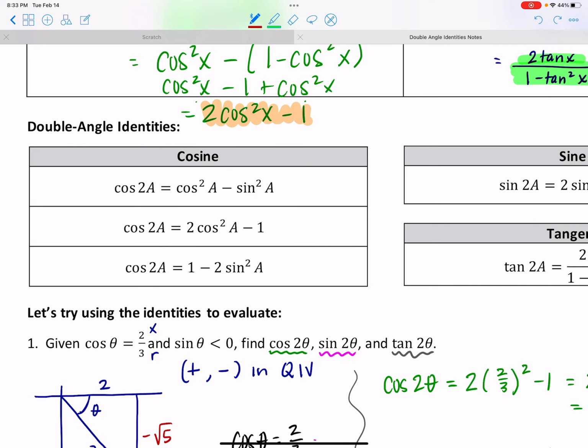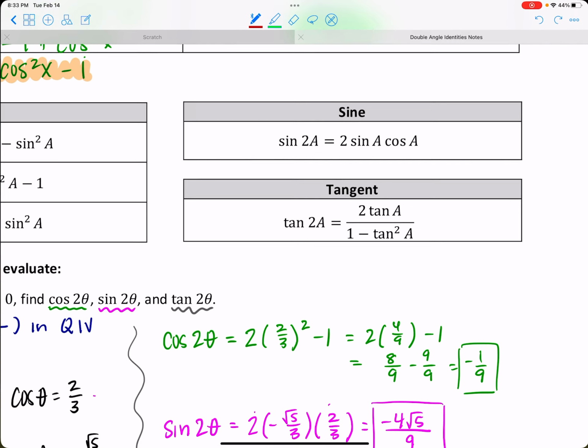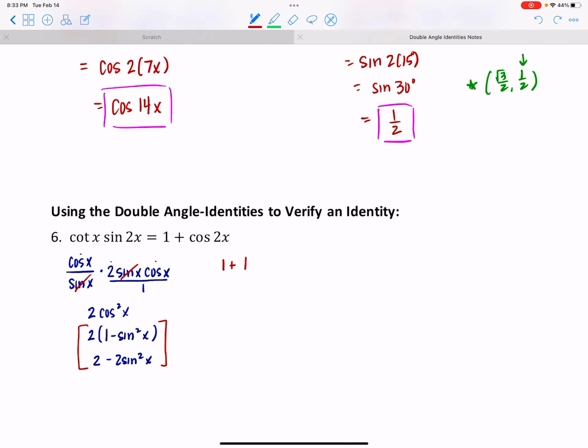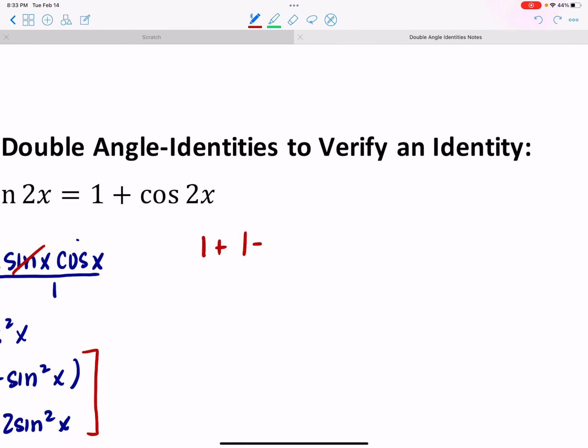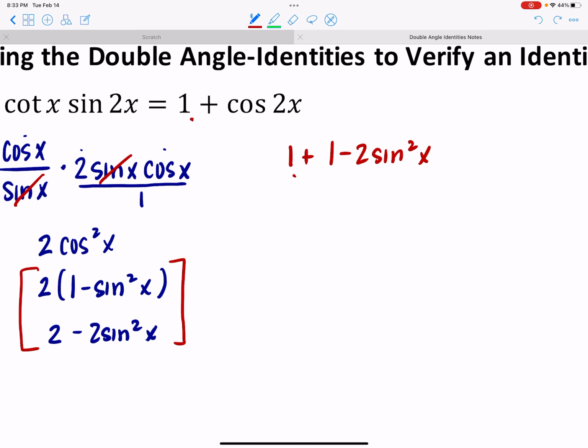So I'm going to go 1 minus 2 sine squared x. Okay, so the 1 came down, and then this got replaced with this. That's what happened there. And now we're in good shape because if I add the like terms here, the 1 and the 1, then I end up with 2 minus 2 sine squared, and so we're good.